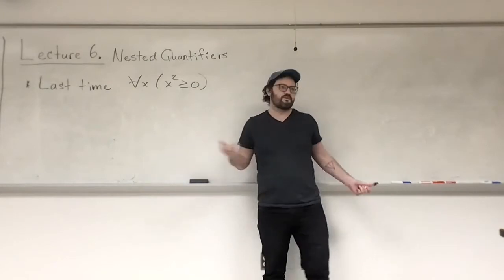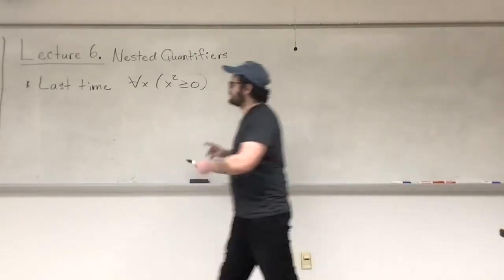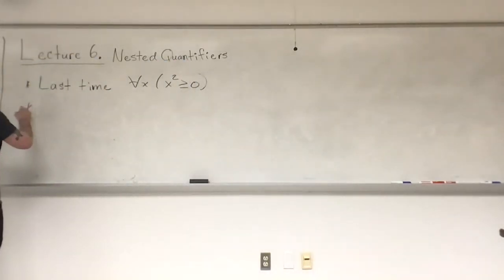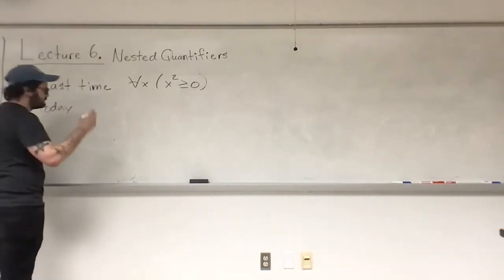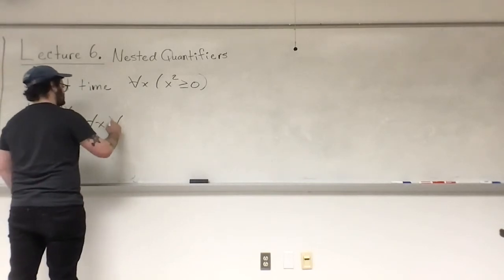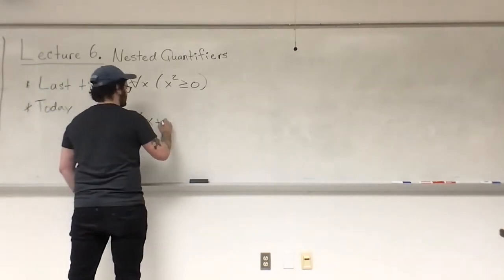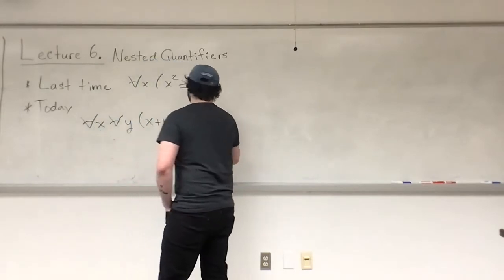But what if we have more variables, right? And I think the easiest way to illustrate this notion is just by giving an example. So today, we'll consider things that look like maybe this: for all x, for all y, x plus y is equal to y plus x.